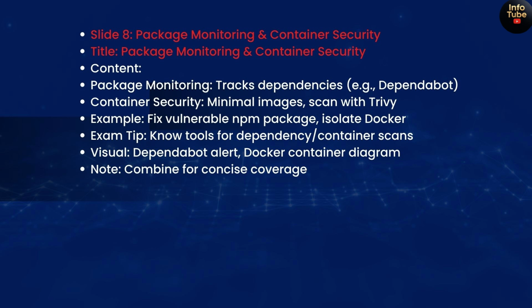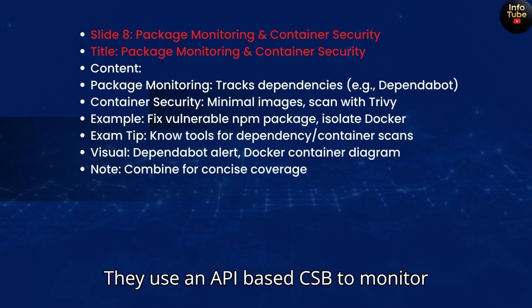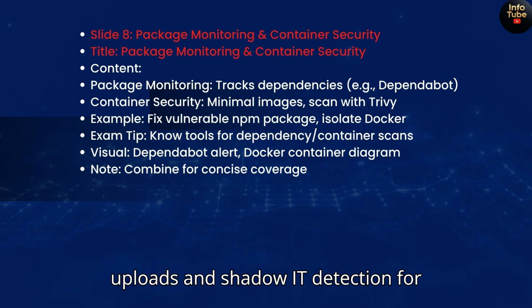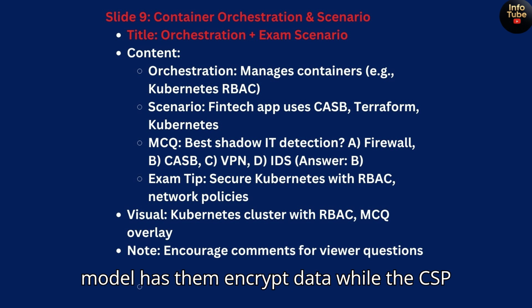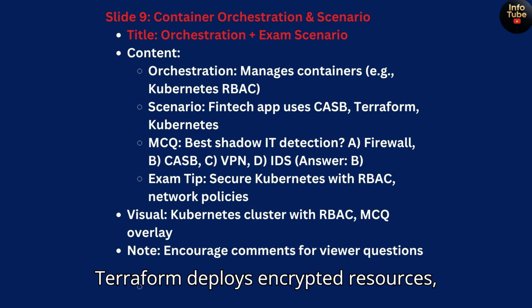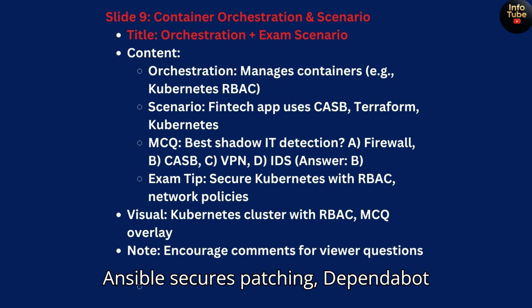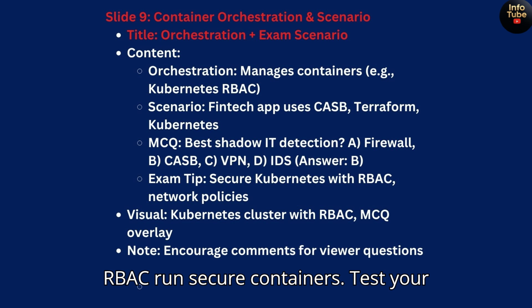Here's a scenario. A fintech company deploys a payment app. They use an API-based CASB to monitor SaaS, a proxy-based CASB to block uploads, and shadow IT detection for compliance. The shared responsibility model has them encrypt data, while the CSP secures infrastructure. Their CI/CD pipeline uses Snyk. Terraform deploys encrypted resources. Ansible secures patching. Dependabot monitors packages. And Kubernetes with RBAC runs secure containers.